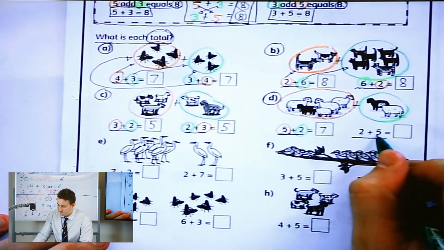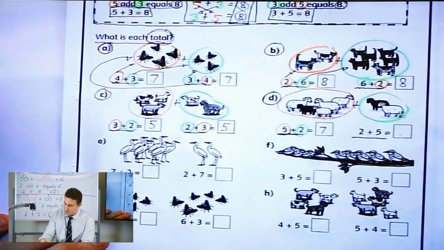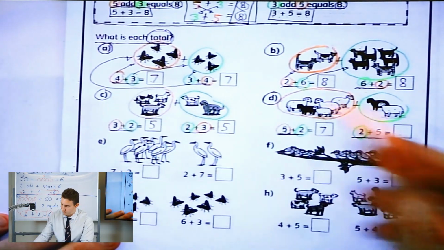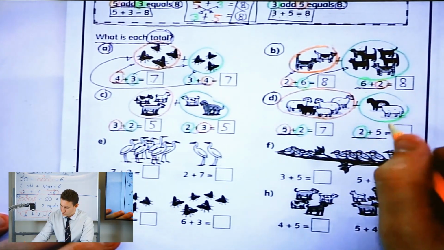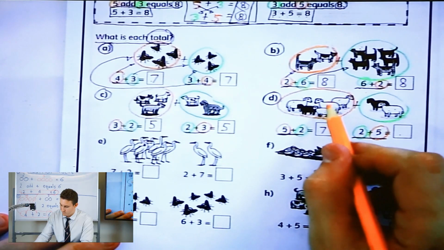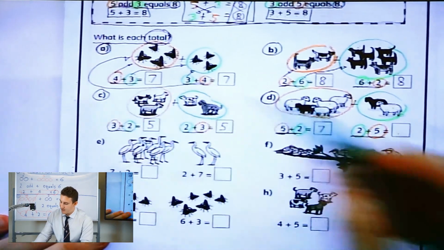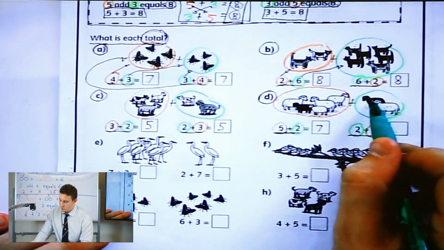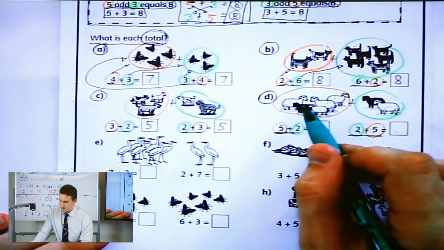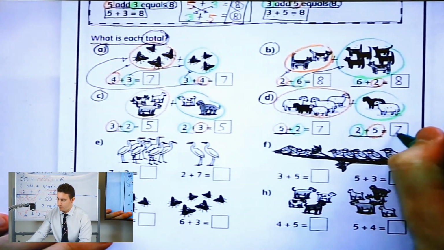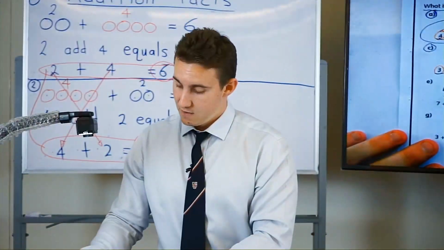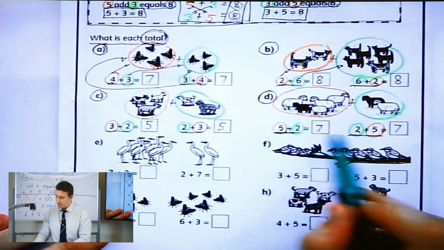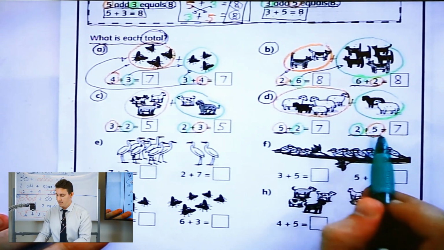2 plus 5 equals. So we know now that 2 is going to be in green. 1, 2. And we know that the 5 is going to be in orange. Okay. 1, 2, 3, 4, 5. So let's add them and get the total starting with 2. So 1, 2, 3, 4, 5, 6, 7. Very good. So we see again that 5 plus 2 equals 7, and 2 plus 5 equals 7.